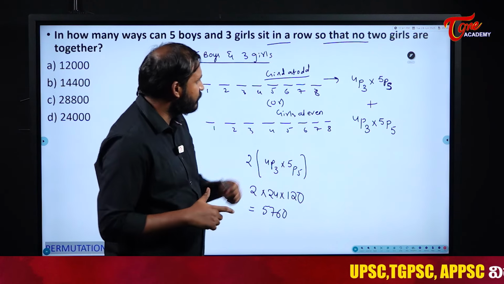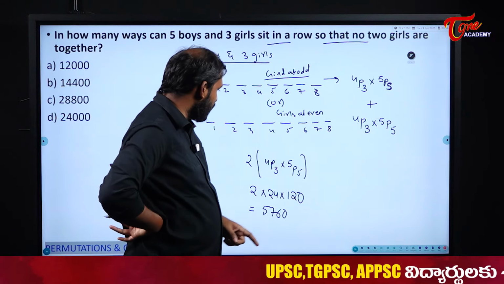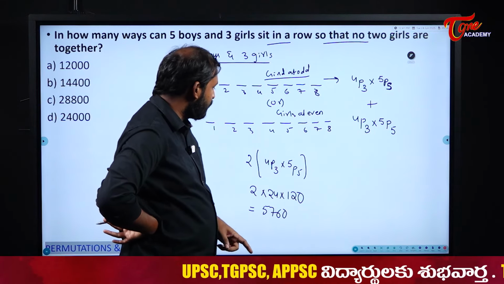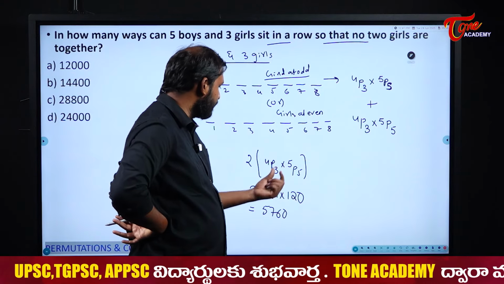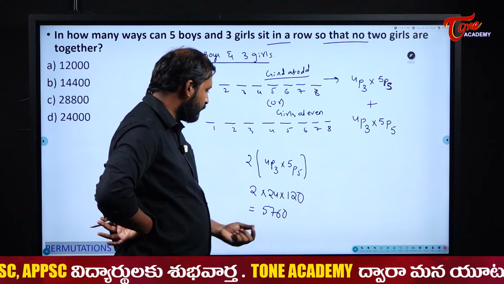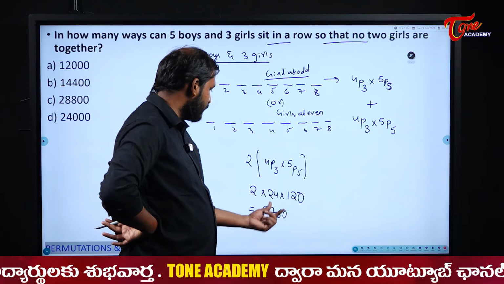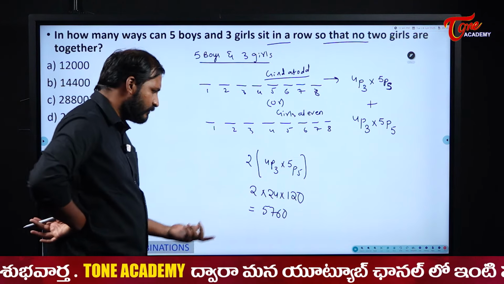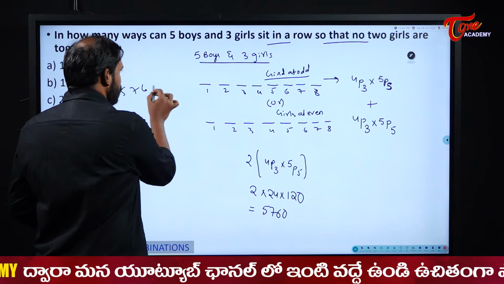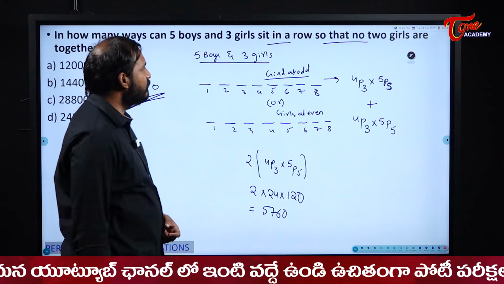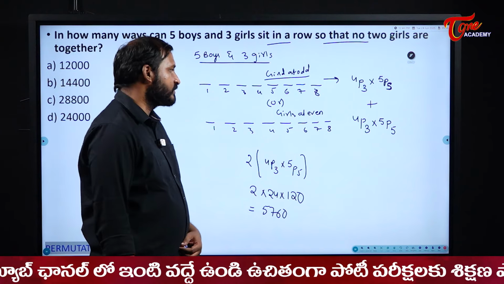Okay, 4p3 into 5p5, that is 4 factorial into 5p5 which is 120. 4 factorial into 120, 24 into 120. So 2 into 24, 48. 48 into 12, it becomes 576. 5760 only, students. Okay, this is how we are going to solve this type of problems.